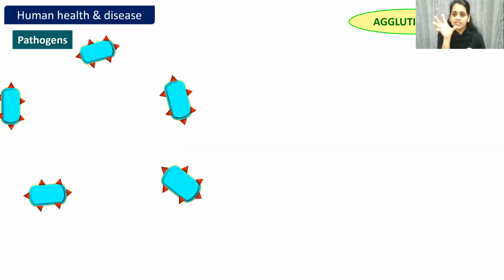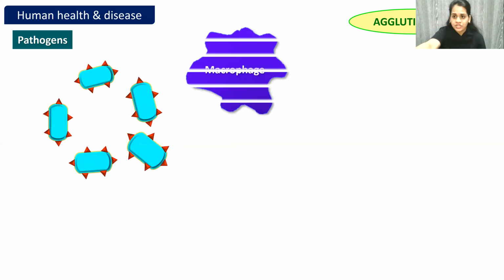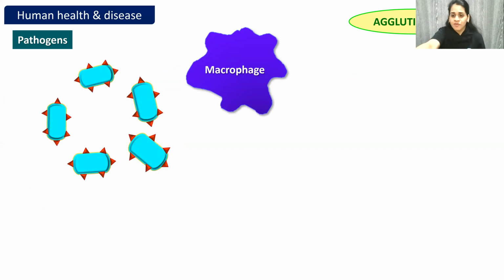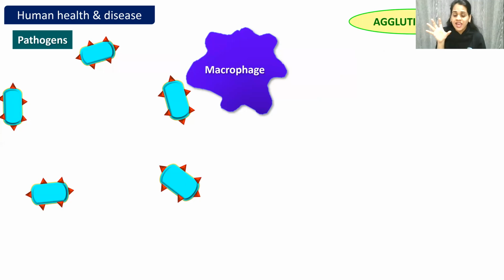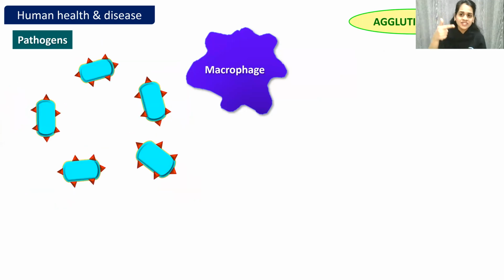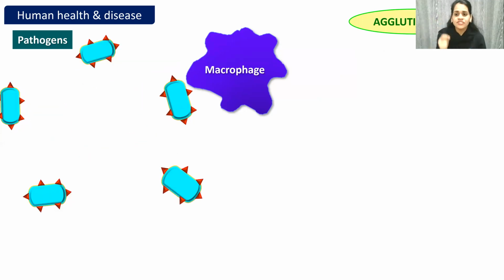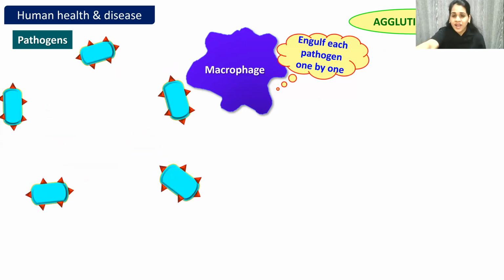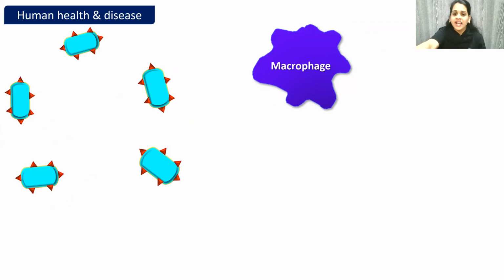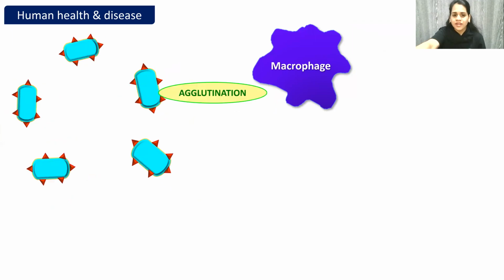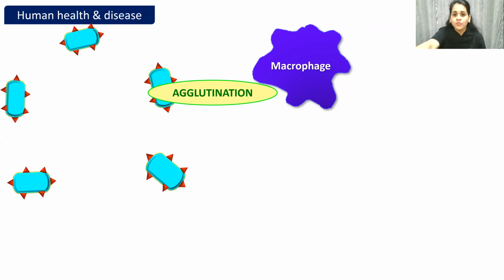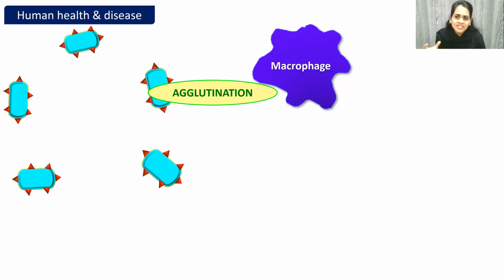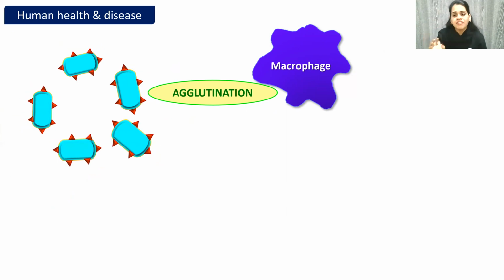But the macrophages in our body are very alert. As soon as the antigen goes inside our body, macrophages get very, very active. And now what do these macrophages do? Macrophages will engulf these pathogens one by one. But don't you think it's a strenuous process, right? Engulfing them one by one, one by one.